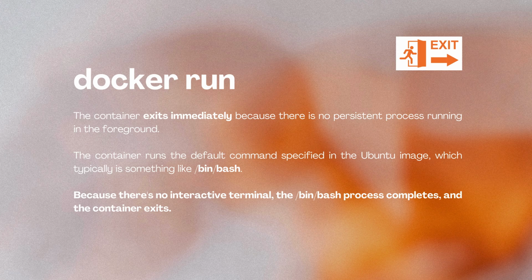When you run the command docker run ubuntu with a specified image tag, the container exits immediately because there is no persistent process running in the foreground. The container runs the default command specified in the Ubuntu image, which typically is something like bin bash. However, because there's no interactive terminal, the bin bash process completes and the container exits. So let's demonstrate the differences between the two.